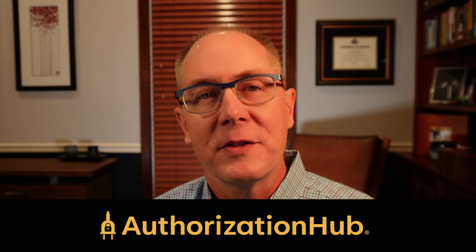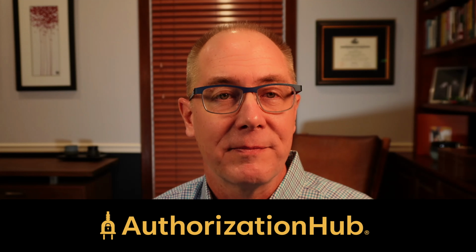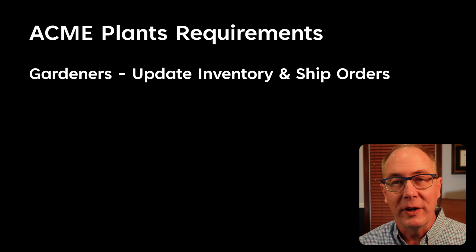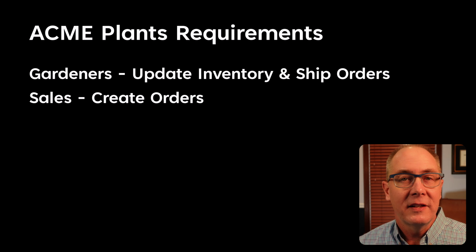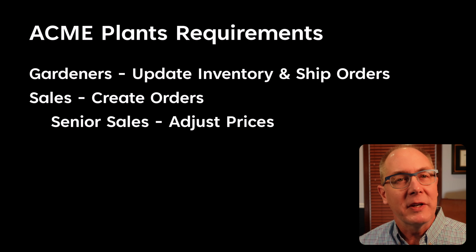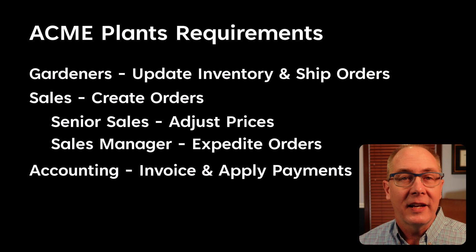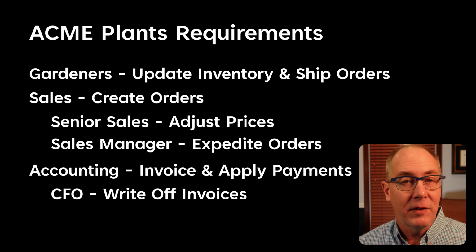Now here's some of the authorization rules that we'll need to enforce. There is a department of gardeners that can update inventory and ship orders. The sales department can create orders, but senior salespeople can actually adjust prices as well. The manager of the sales department can expedite orders, and accounting can send invoices and apply payments. The CFO can write off invoices. Now with those rules in mind, let's start building an organizational tree for Acme Plants.